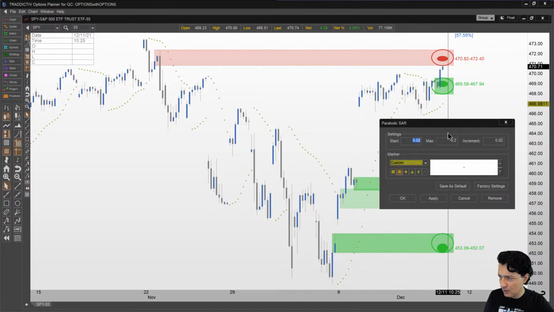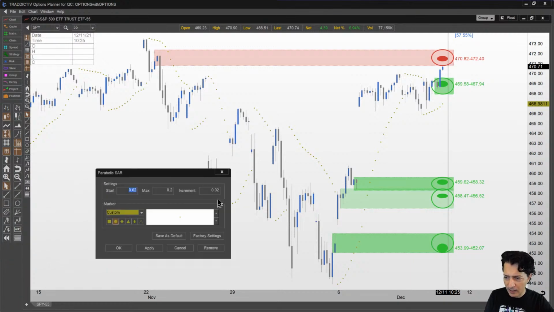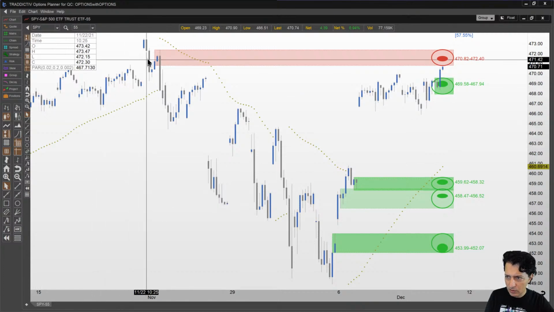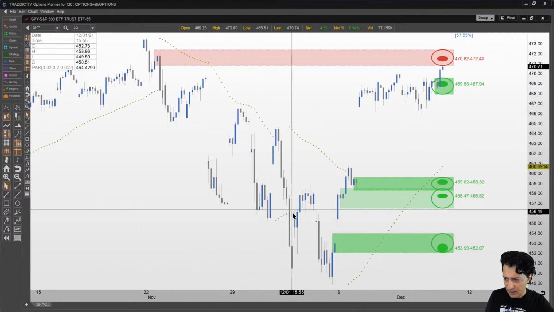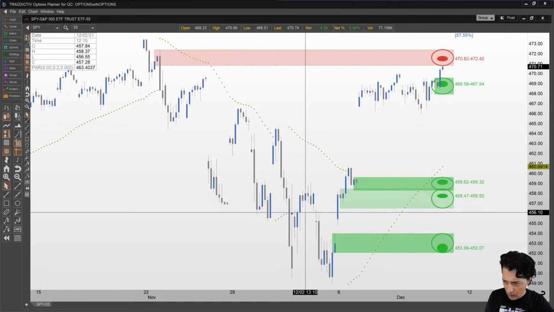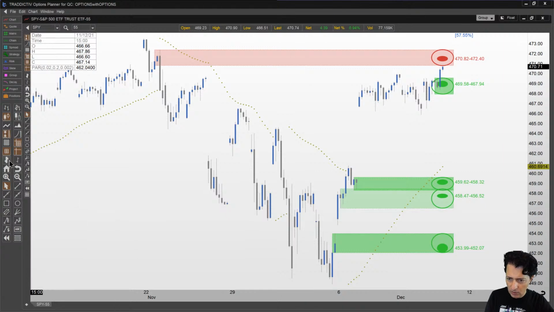So edit Parabolic SAR. In this particular case, we're looking at an increment of 0.2. Also the start is 0.02 with a maximum of 0.2. So all of this dictates how those dots are being plotted. Again, if I go back to what I was doing before and add another 0 in between, and I click apply, notice how now those moves are very significant. So for example, here at this moment in time, you can see this candle going down is breaking the dots. So let's see if we have a valid example.